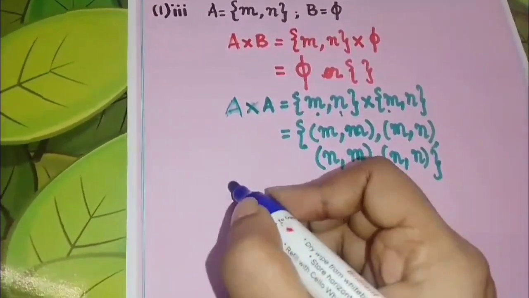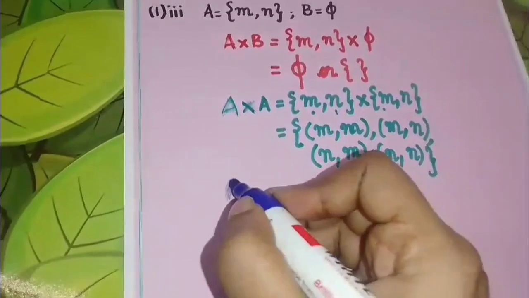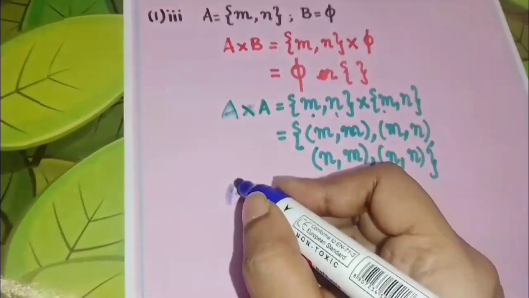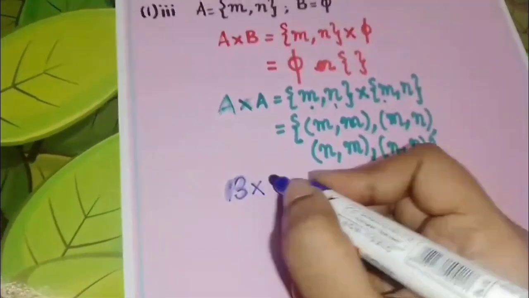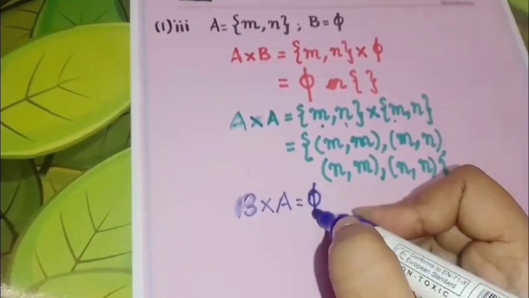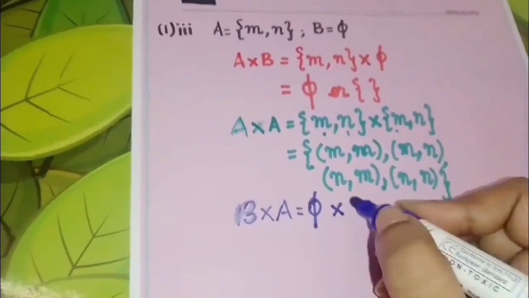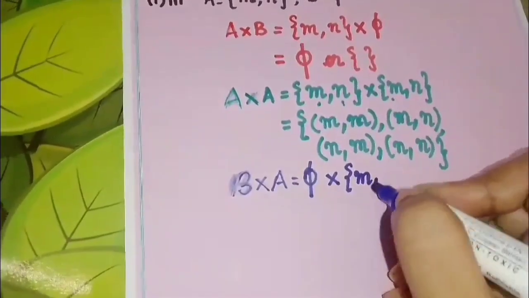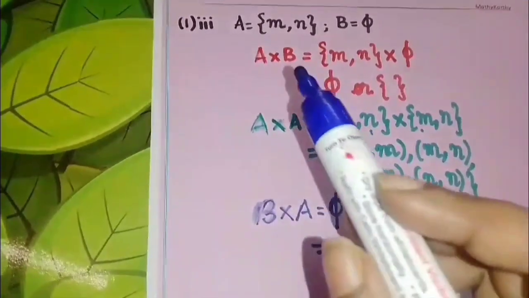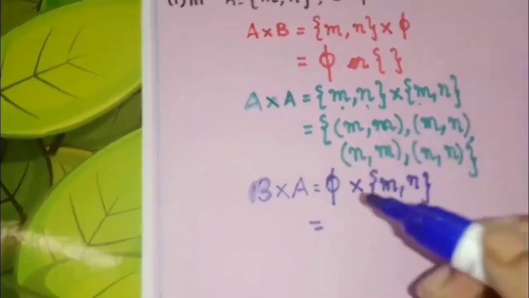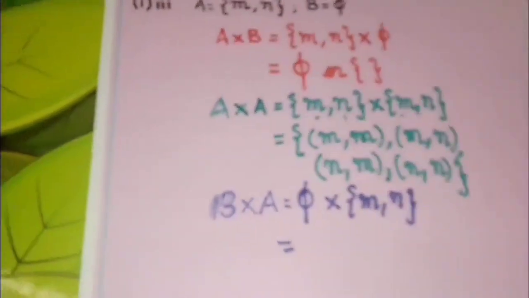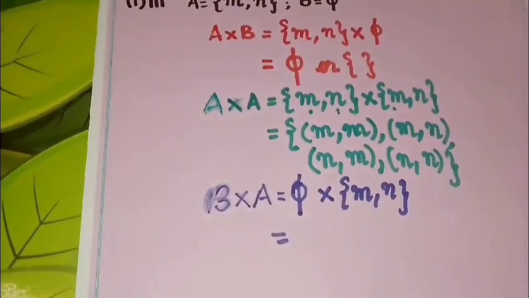Lastly, we are asked to find what? B cross A. That is, B is nothing but the empty set phi. We are going to cross with A. A is nothing but M and N, right? So this is the same story we have dealt with in A cross B. What is it? The first set is an empty set. There's no element in B. B does not contain any element at all.